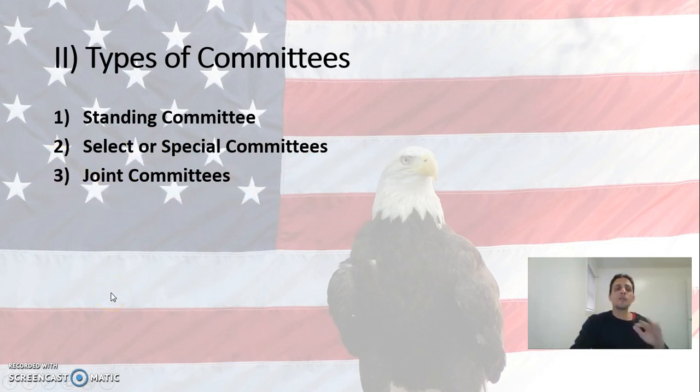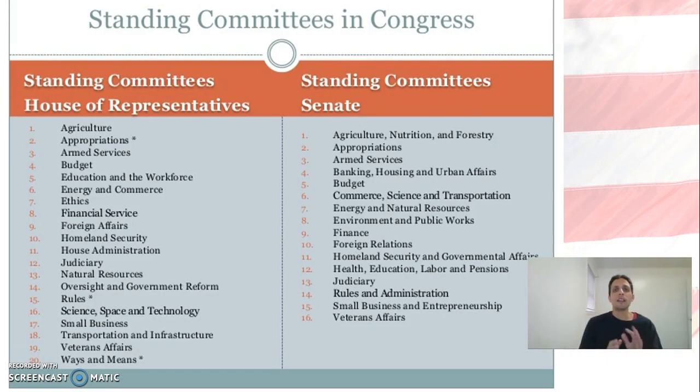We're going to spend a little more time on standing committees and get an idea of what standing committees actually exist in the House of Representatives and in the Senate. If you look here, this is a comprehensive list of the different standing committees. In the House, you have 20 major standing committees, and in the Senate, you have 16 major standing committees. So I want you to pause the video here and do two different things with the list.